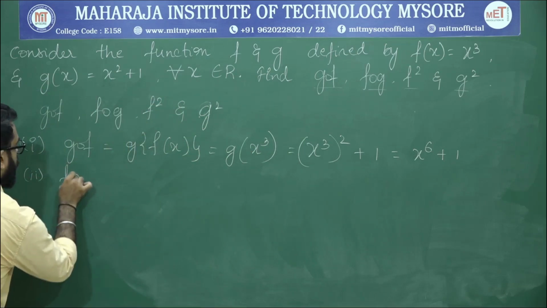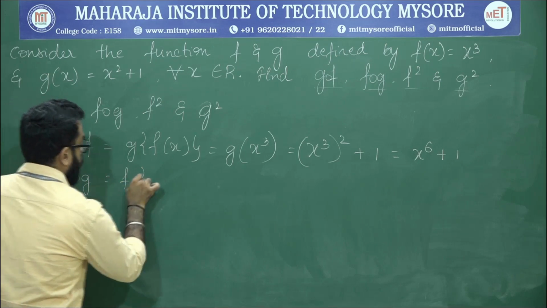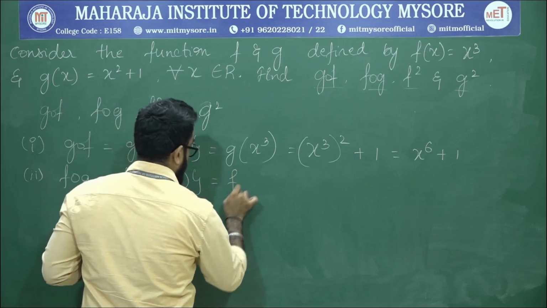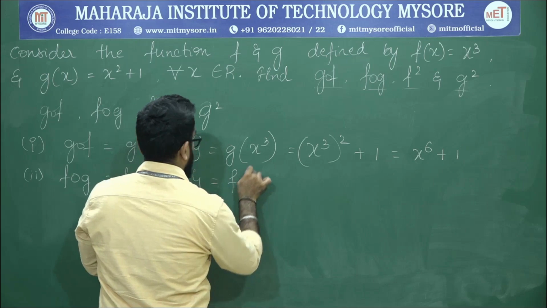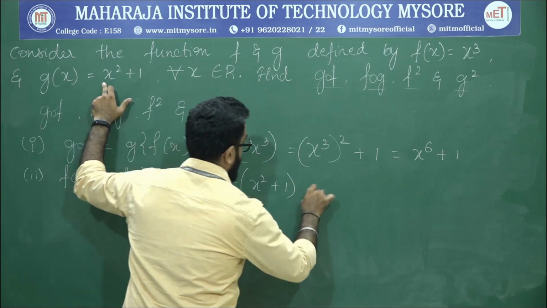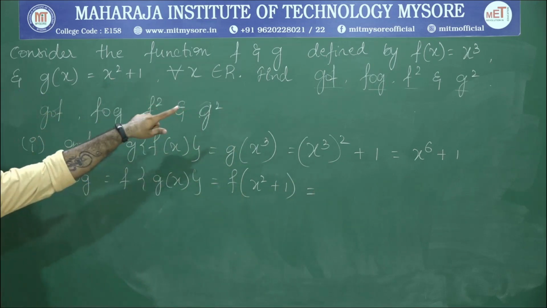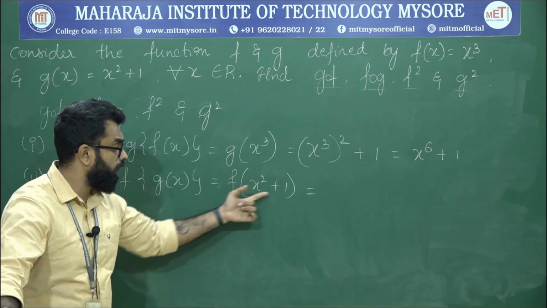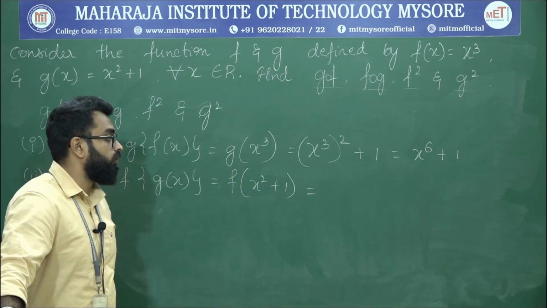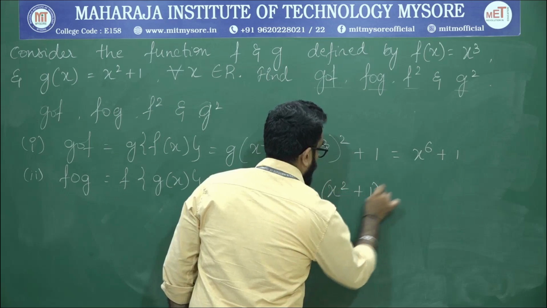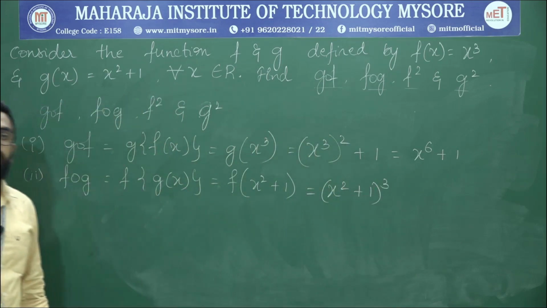Now consider the second, FOG, that is f of g of x. What is g of x? g of x is x square plus 1. Now what is f of x? f of x is x to the power of 3. Now what is x in turn here? Instead of x we have x square plus 1. So how do we replace it? It is nothing but (x square plus 1) whole cube, whole to the power of 3, correct?